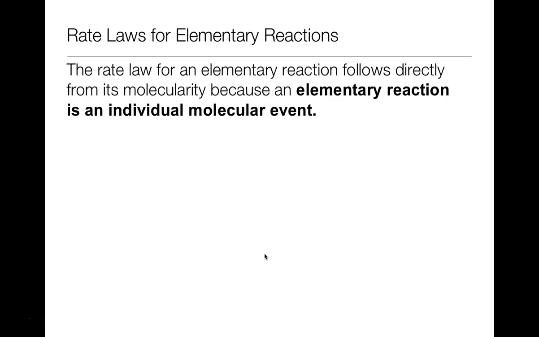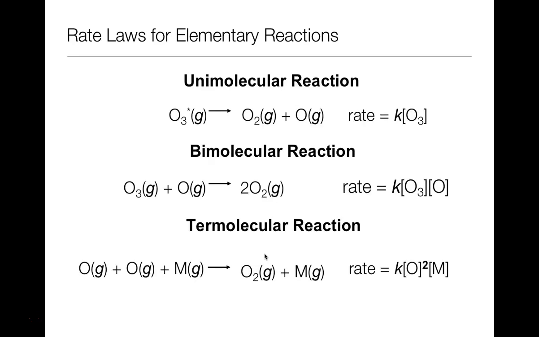So let's see how this plays into rate law, right? The rate law for an elementary reaction follows directly from its molecularity, because an elementary reaction is an individual molecular event. Well, it's kind of what we've been talking about, but let's see what this looks like mathematically. So before, if you look on the right-hand side of the screen, when we've been writing rates, we said we cannot ab initio, which means without additional starting information, figure out what the rate law is by just looking at a chemical reaction.